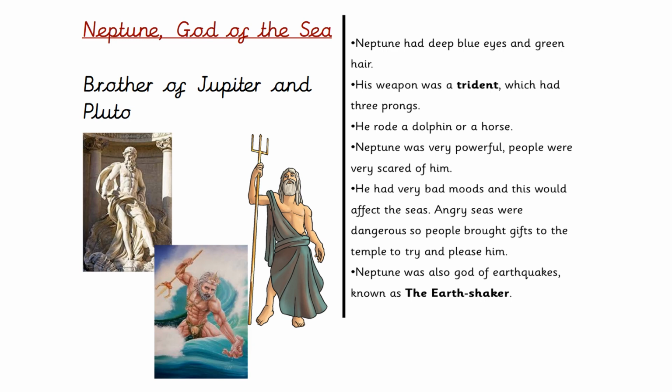People were very scared of him. He had very bad moods, and this would affect the seas. Angry seas were dangerous, so people brought gifts to the temple to try and please him. Neptune was also god of earthquakes, known as the Earth Shaker.